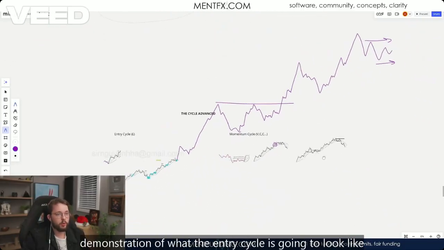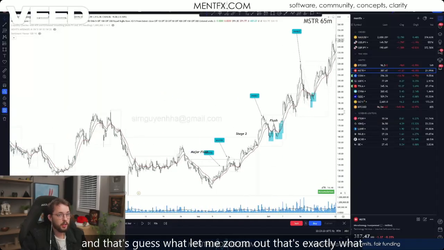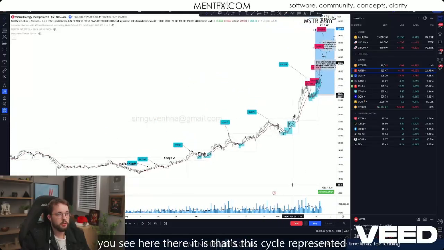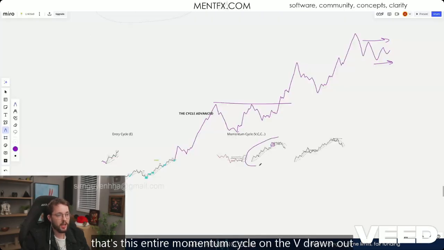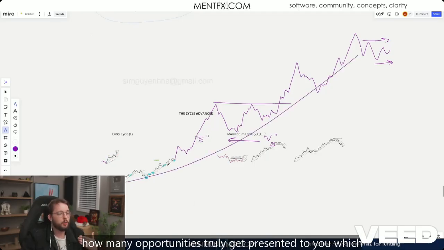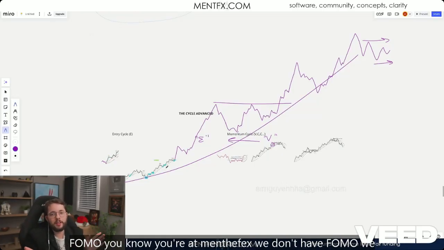So now you have a real demonstration of what the entry cycle is going to look like. And guess what? Let me zoom out. That's exactly what you see here. There it is. That's this cycle represented. That's this entire momentum cycle on the V drawn out entirely right here on the E. That's your E cycle. And notice how many opportunities truly get presented to you, which should start to completely eliminate your FOMO, because FOMO, you're at MenthFX.